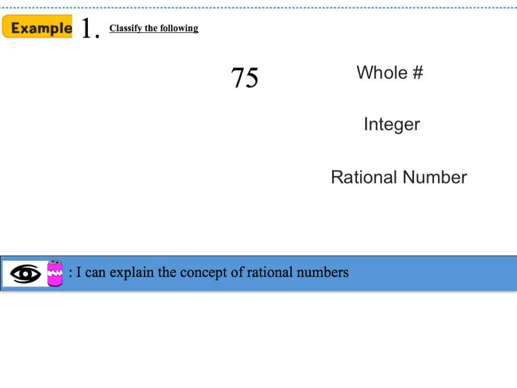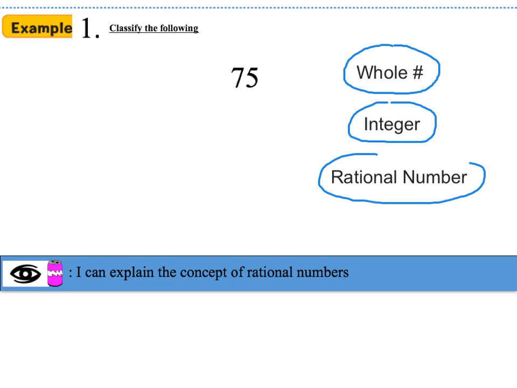So example 1 is asking us to classify 75. We know that 75 is a whole number, so we can call 75 a whole number. It's also a positive number. We know that 75 is also an integer because it's a positive whole number, and all positive whole numbers are known as integers. We can also classify 75 as a rational number because we can write 75 as a fraction by placing a 1 under it.